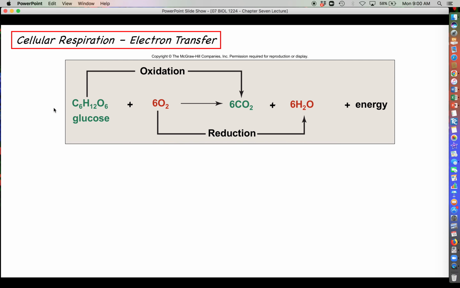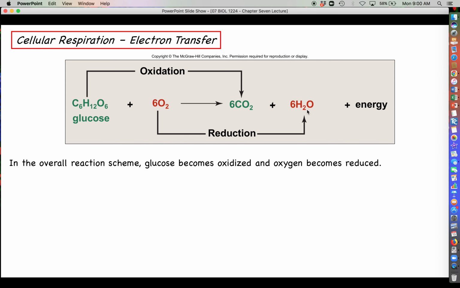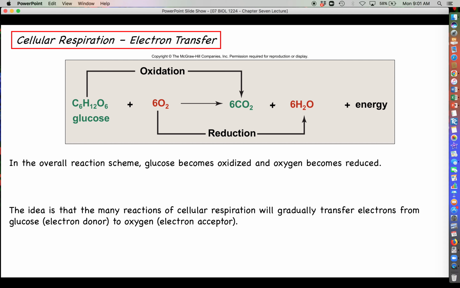and the electrons are going to start here on glucose, and they're eventually going to end up on oxygen, which is going to get transformed into a water molecule. So glucose becomes oxidized, and oxygen becomes reduced into water. So like I said, the idea here is that all the different reactions of cellular respiration that we're going to be talking about are gradually going to transfer electrons from glucose.